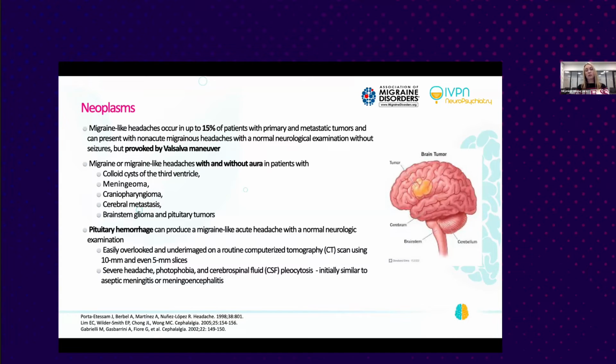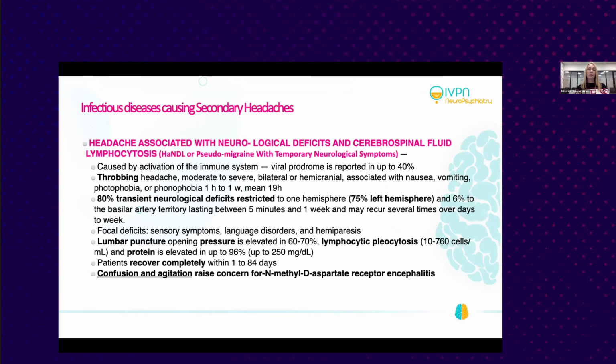So pituitary tumors sometimes end up as pituitary hemorrhage, producing a migraine-like acute headache where the patient will have a normal neurological examination. The pituitary hemorrhage can be easily overlooked and underestimated because of the thickness of the slices. So maybe you should be aware of that. And also, you should be checking the CSF and looking for pleocytosis. Then there are some less common causes that we can mention here. It's the Handel syndrome.